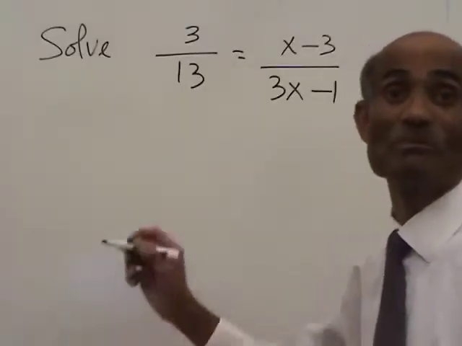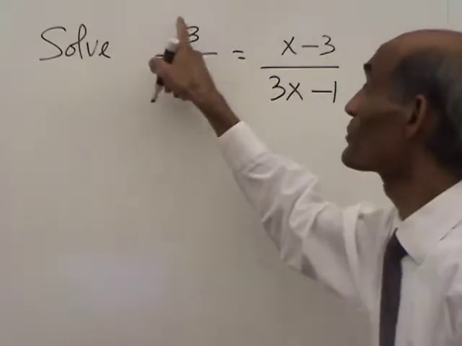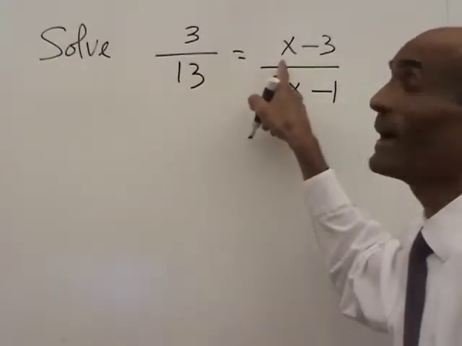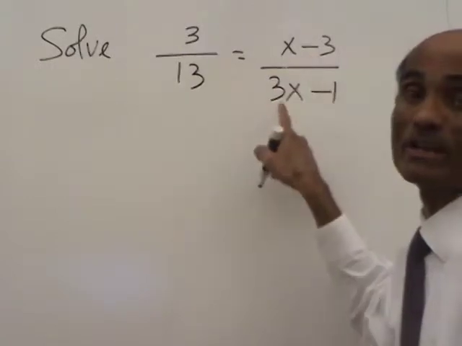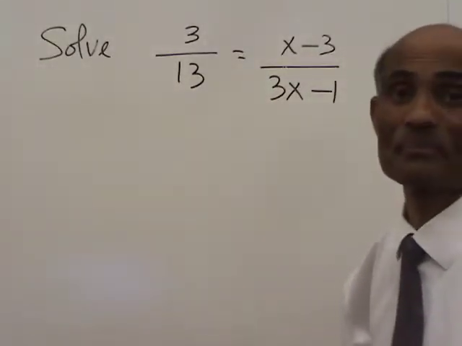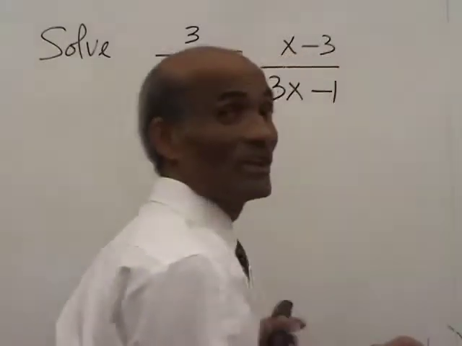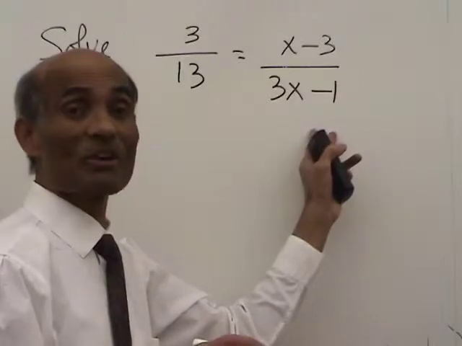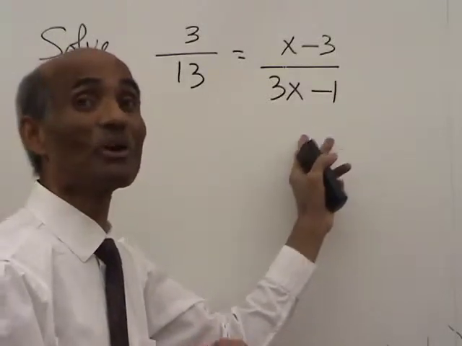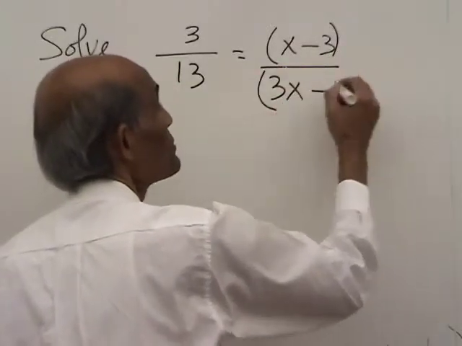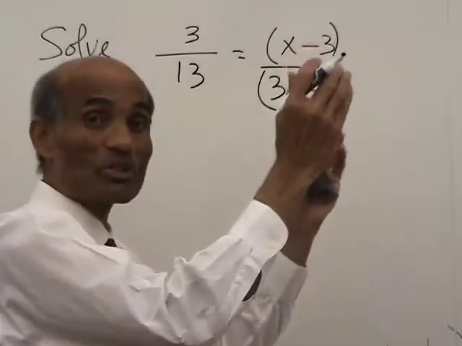Our next problem, solve 3 over 13 equal to x minus 3 divided by 3x minus 1. Well, if you notice, the left side is a simple ratio, the right side also is a simple ratio. But remember to put these in parentheses. Each of these is a quantity.